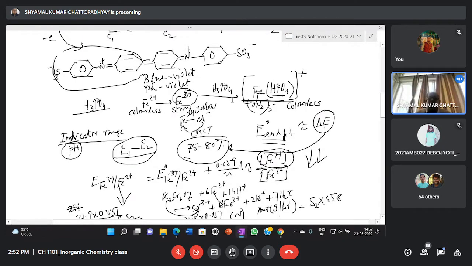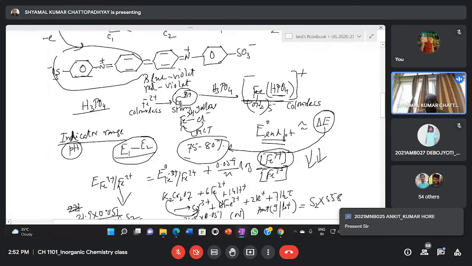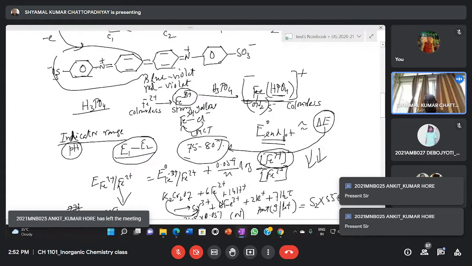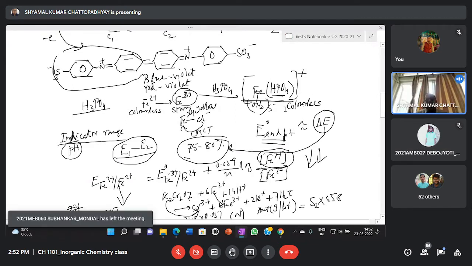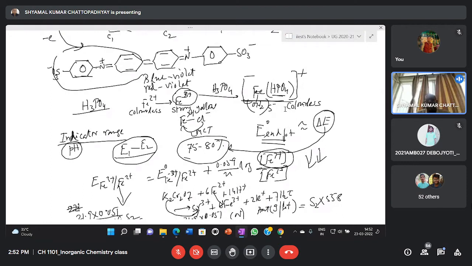So in order to avoid interference of ferric iron in the color change, we are adding phosphoric acid. This phosphoric acid will react with ferric iron and convert it into a phosphate complex. In the complex we have five aqua ions and one hydrogen phosphate ion. In presence of phosphate, ferric iron is colorless. So the phosphato complex makes the solution colorless, and as a result, indicator endpoint detection is easier.